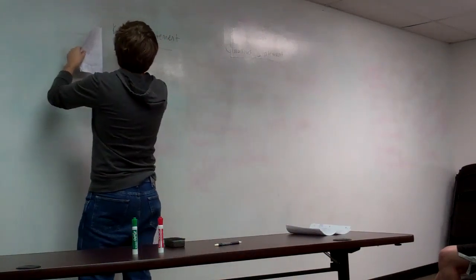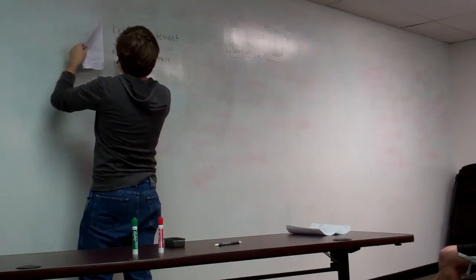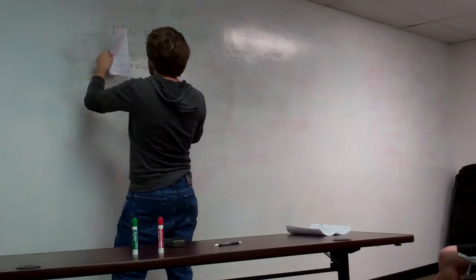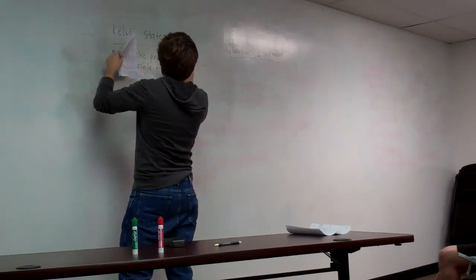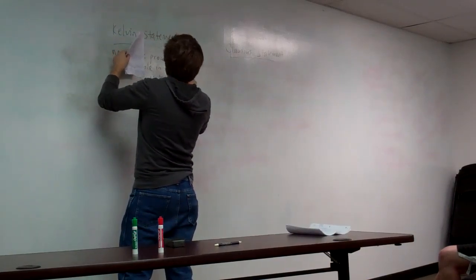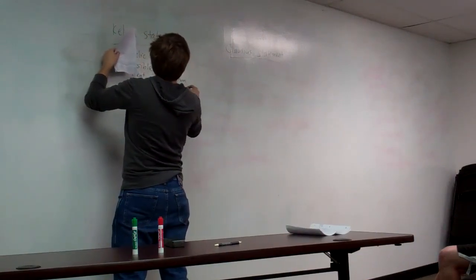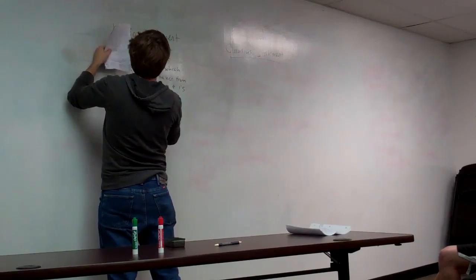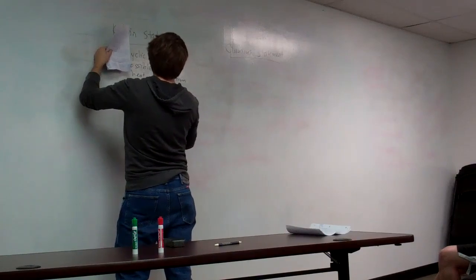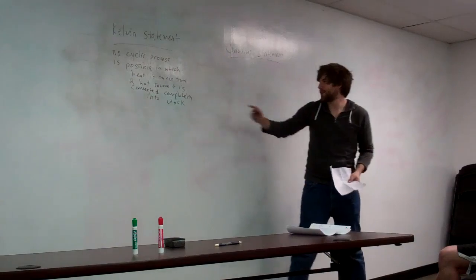So the Kelvin statement is that no cyclic process is possible in which heat is taken from a hot source and is converted completely into work. This is just something they've never observed, and we've never observed since. So that's one way of saying the second law.